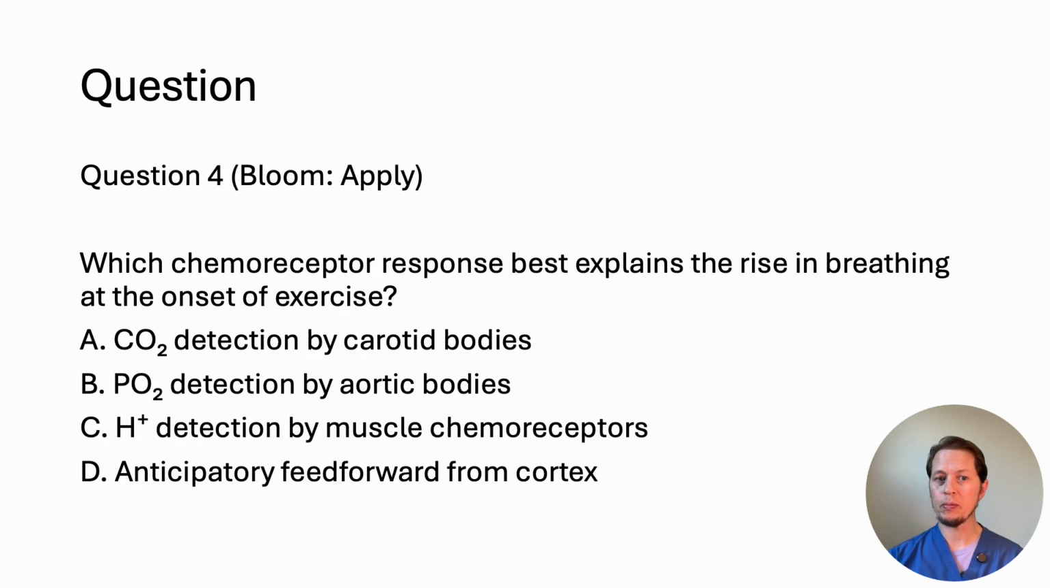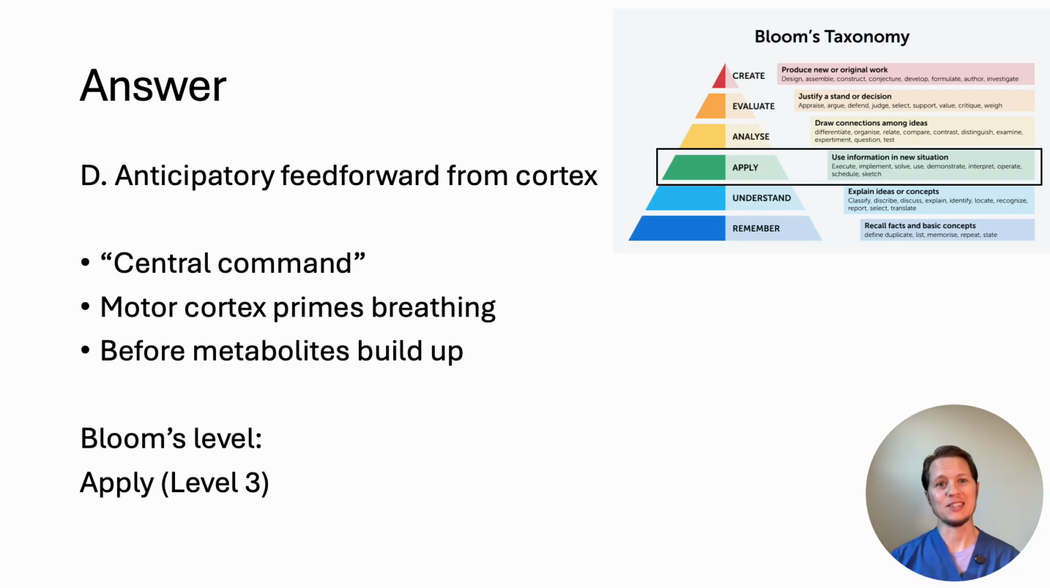Question 4, moving up to apply. Which chemoreceptor response best explains the rise in your respirations at the onset of exercise? Is it A, CO2 detection by carotid bodies, B, PO2 detection by aortic bodies, C, H+ detection by muscle chemoreceptors, or D, the anticipatory feed-forward mechanism from the cerebral cortex? And this is actually D. Ventilation rises much quicker than the chemical signals could travel in the blood, which indicates it must be from cortical feed-forward control. This is that central command where you've got to start to increase, because if you wait for your blood to start circulating all those signals, it's going to take a while and you're not going to have enough oxygen.